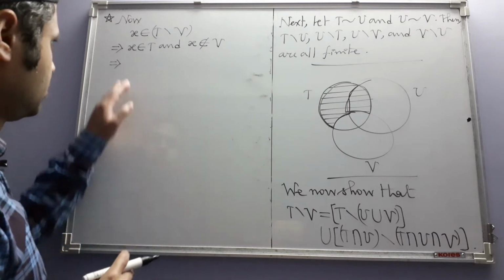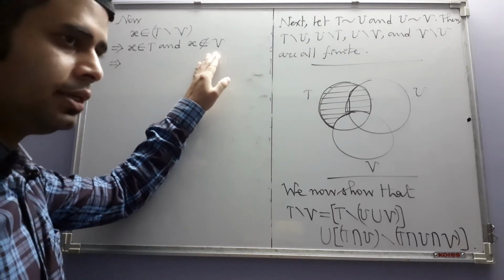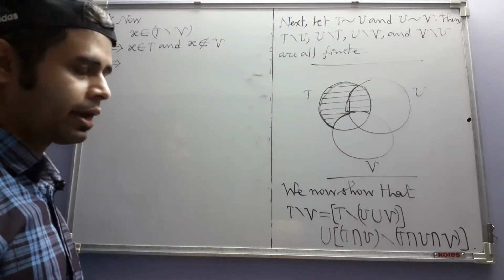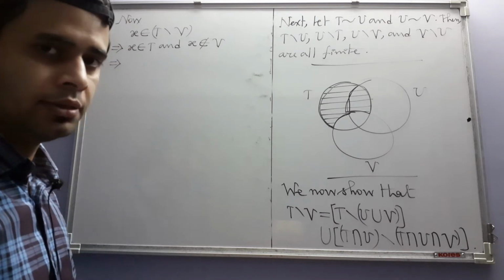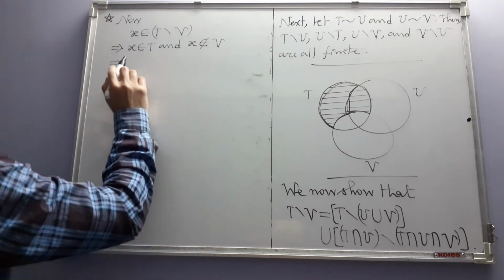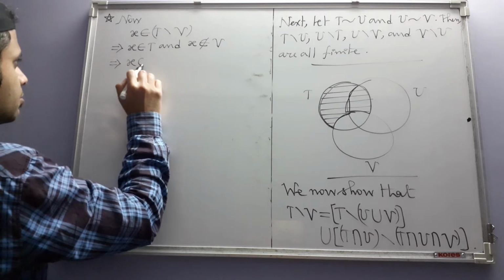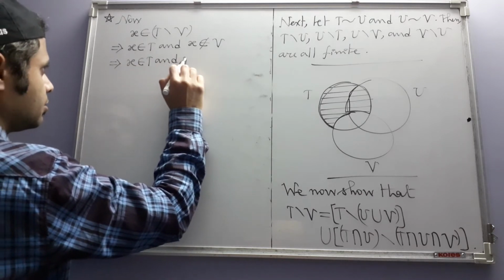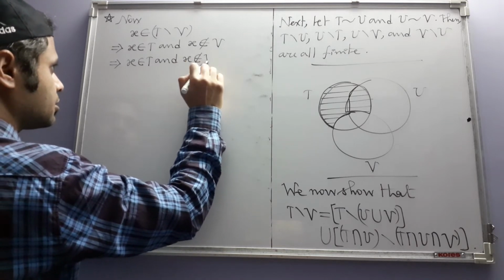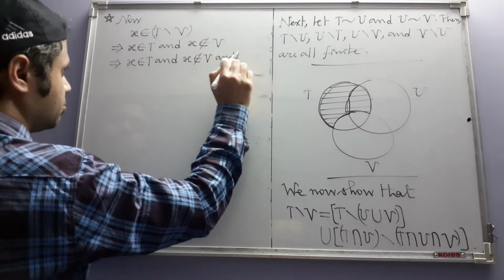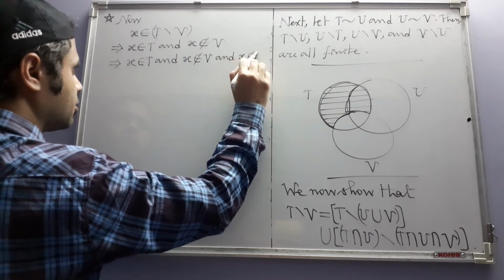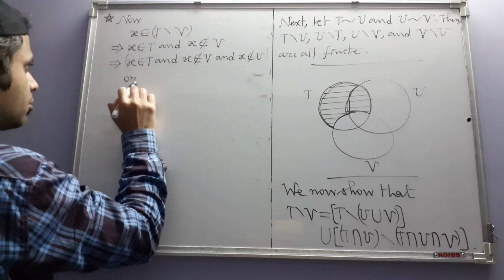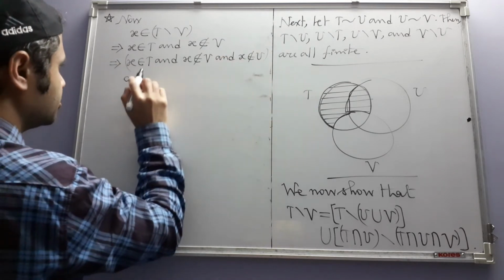Now, besides x being in T and not being in V, simultaneously x can either be in U or not be in U. These are the only two possibilities. So we can write like this: x belongs to T and x does not belong to V, and x does not belong to U, or these things and x belongs to U.